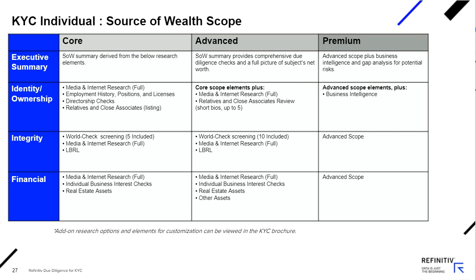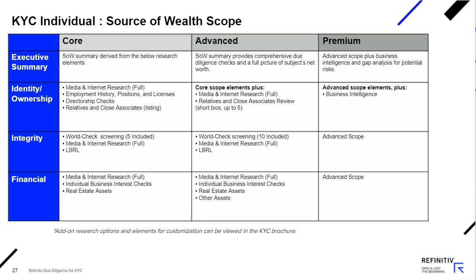So within your core version of the report, which is your entry-level version, you'll get full comprehensive media checks. We'll dig into employment history, positions, licenses, directorship checks, and a listing of relatives and close associates to give you a better idea of who this individual is dealing with. And also it provides additional threads to pull on in terms of determining wealth.